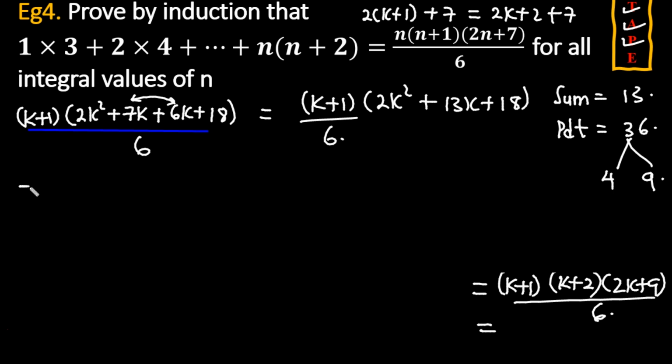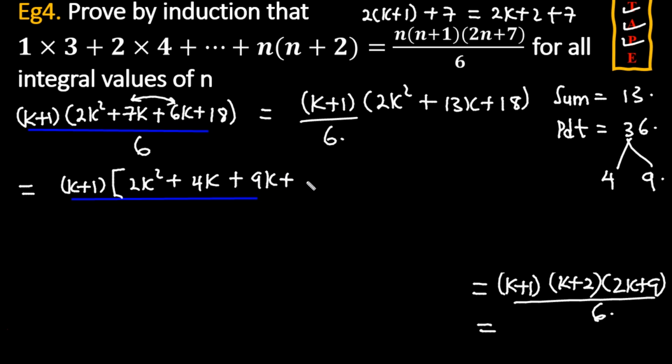So we are going to say that this is equal to k plus 1. We open up the brackets. So we have 2k squared, then plus 4k. So we are going to split this 13, then plus 9k, then plus 18, everything divided by 6. Now on grouping, we shall have that. Now after grouping, we realize that each bracket has a common what? Factor.